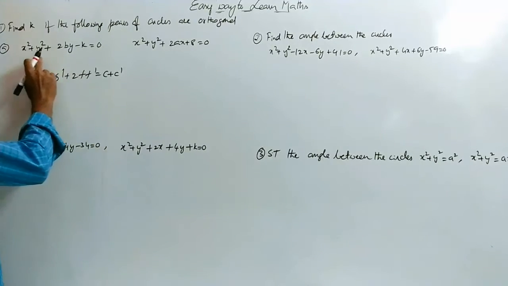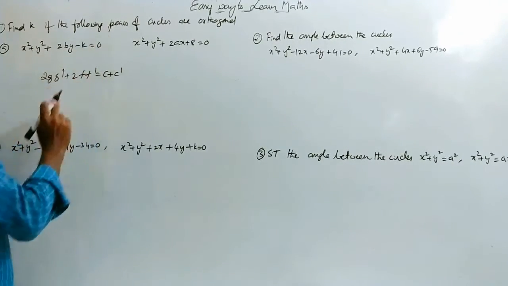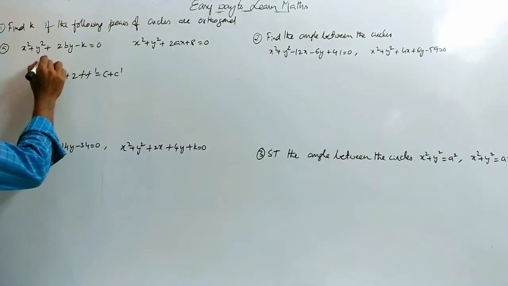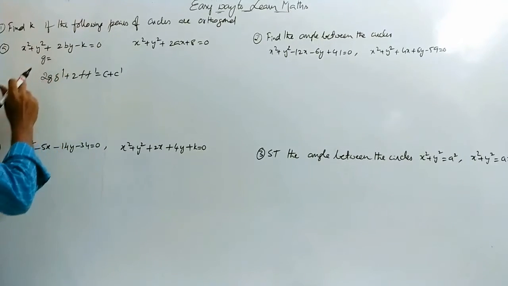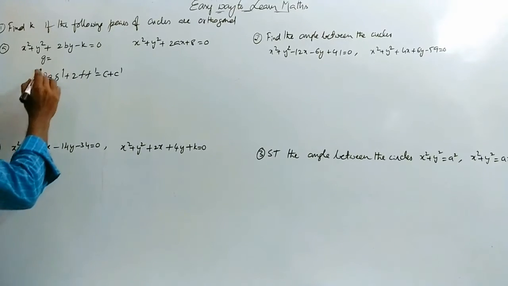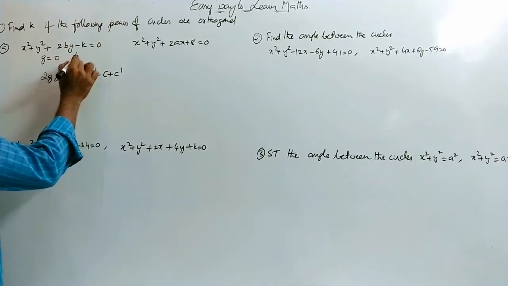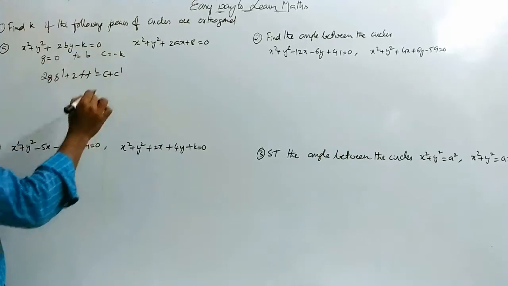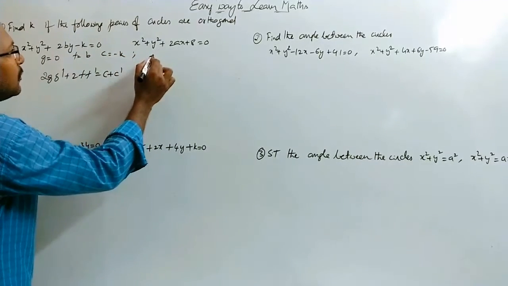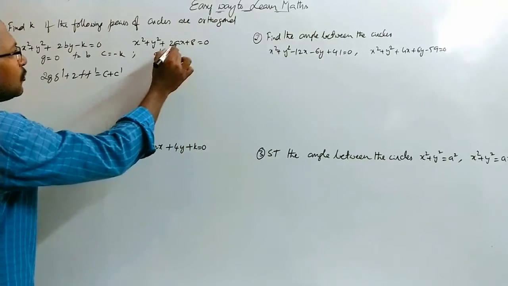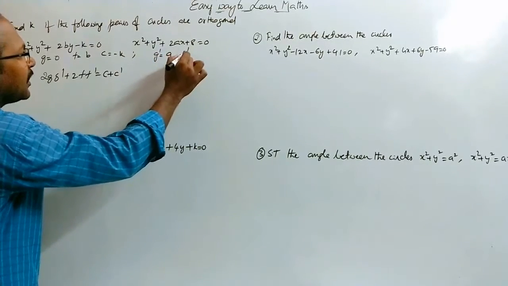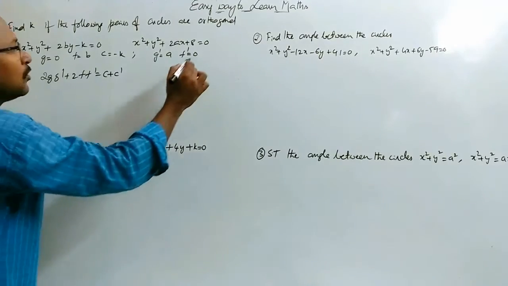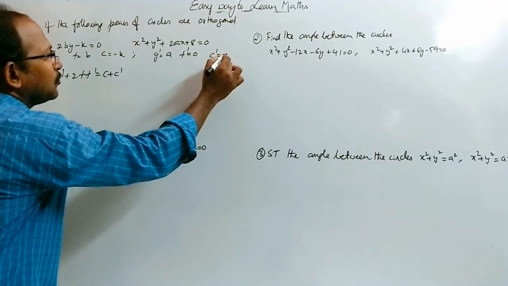Here the first circle is represented by S, the second circle is represented by S dash. Then here g is equal to 0, since the x coefficient does not exist, and f is equal to b, and c is equal to minus k. Here in this circle g dash is equal to a, f dash is 0 since the y coefficient does not exist, and c dash is equal to 8.